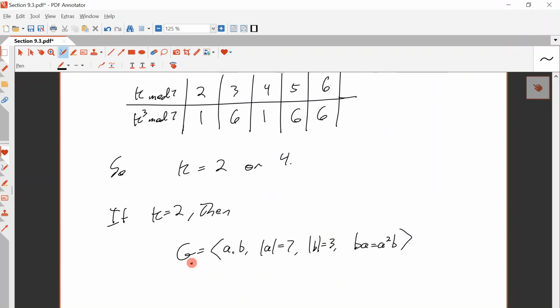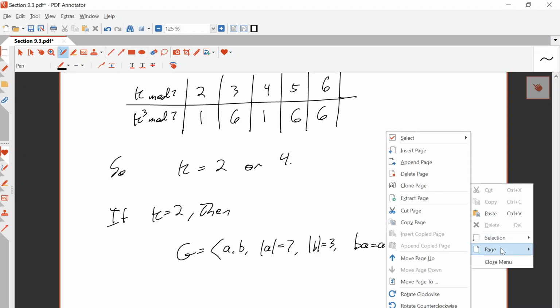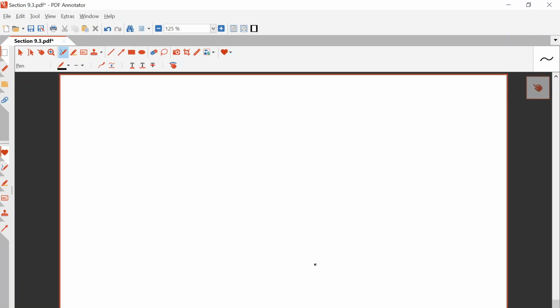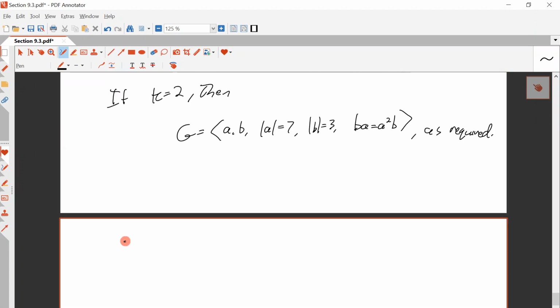Alright, so in this case, G was generated by A and B, where the order of A is 7, the order of B is 3, and BA is A squared B, as required. And then what if K is 4? So if K is equal to 4, then let C equal B squared.